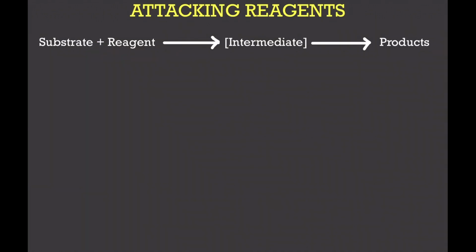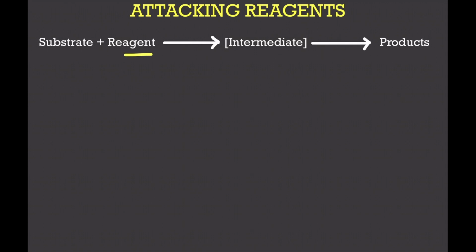अब हम देखेंगे अटैकिंग रिएजेंट्स क्या होते हैं. किसी भी ऑर्गेनिक रिएक्शन को हम इस जनरल फॉर्म में रिप्रेजेंट कर सकते हैं. Substrate plus reagent gives an intermediate which then decomposes to give us the products. Substrate मतलब उस ऑर्गेनिक कंपाउंड को हम सबस्ट्रेट कह रहे हैं जो मेन रिएक्टेंट है.